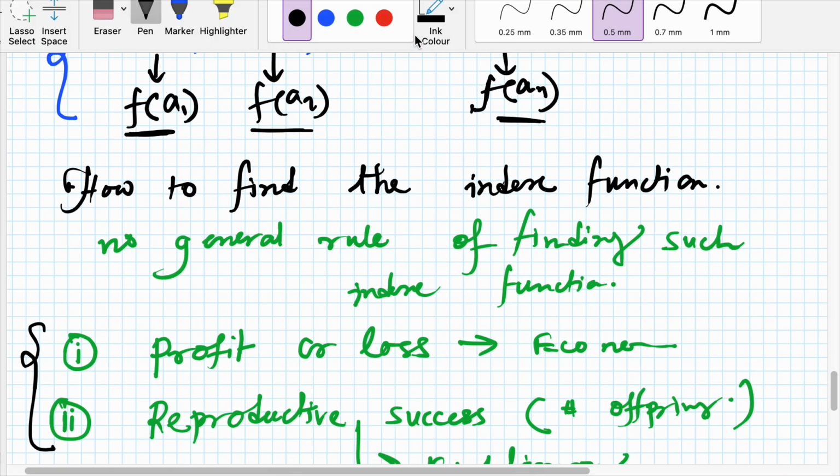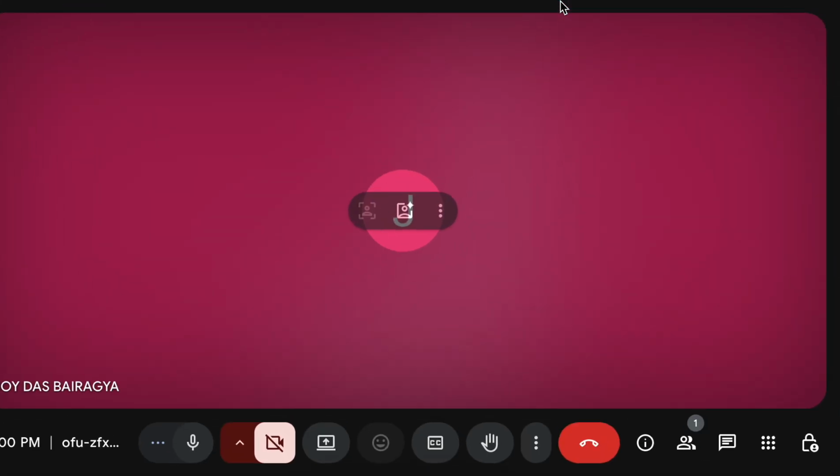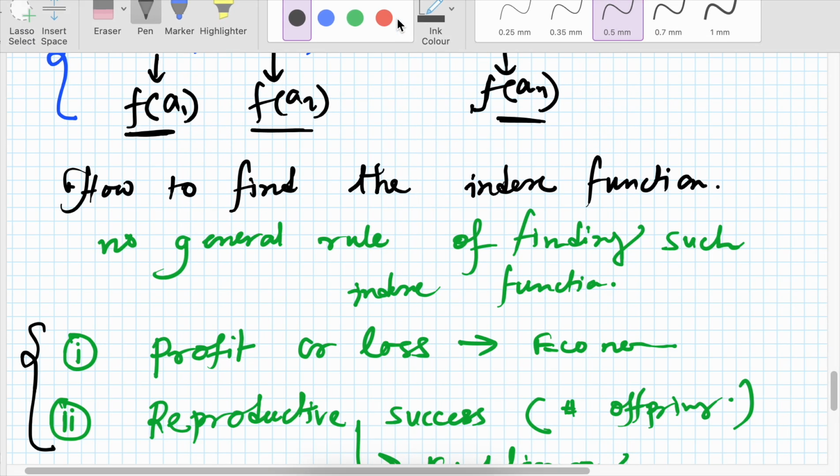Good afternoon, everyone. So let's start today's class. Now, in this class, we will talk about the axiomatic treatment of the utility.